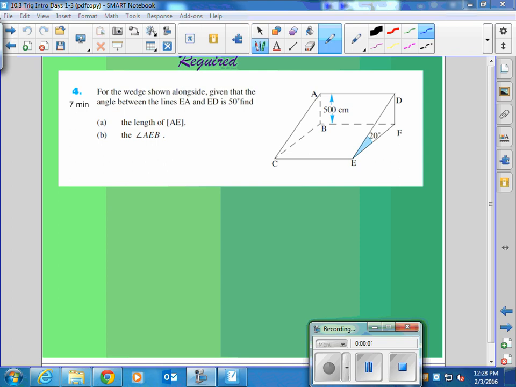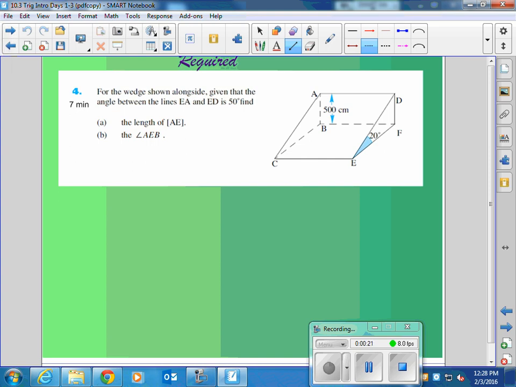So for problem number 4, we have a wedge problem, and they give you all this information. You're going to have to sort through it. But they did give you a drawing that says, for the wedge shown alongside, given the angle between EA and ED. So here's EA, and here's ED. That angle is 50 degrees. That's going to come in handy.